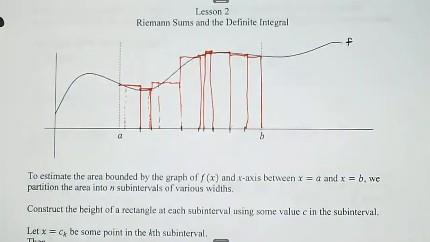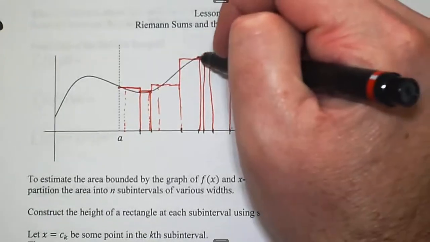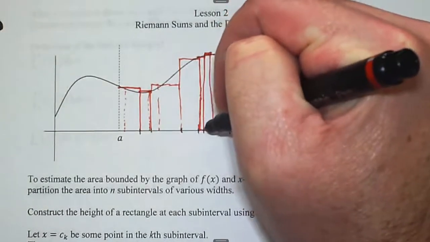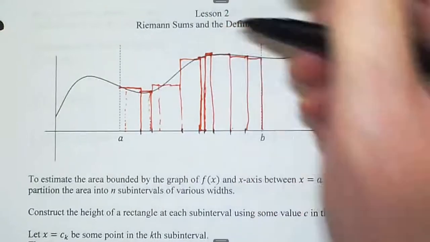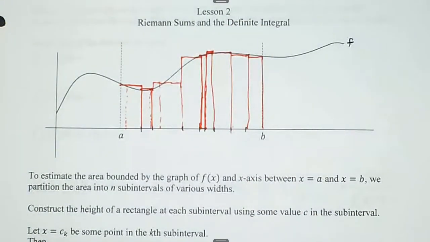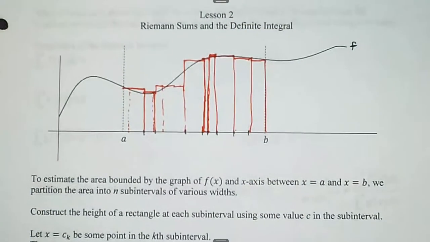Now I have this. You might find this unsettling though, because I've got some rectangles and they're all different. They're all different widths, and the heights are constructed based on all sorts of different places. But it is an estimate for the area under the curve.